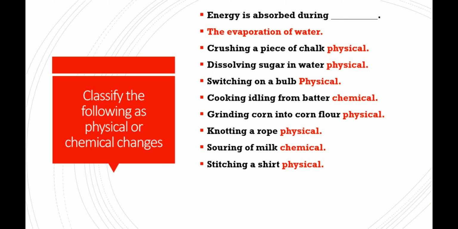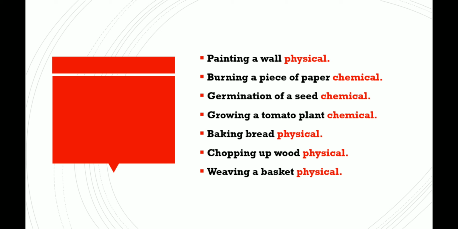Fifth one, grinding corn into corn flour. It is a physical change. Then the sixth one, knotting a rope. It is a physical change. Seventh one, storing of milk. It is a chemical change. Eighth one, stitching a shirt. It is a physical change. Then the ninth one, painting a wall. It is a physical change.